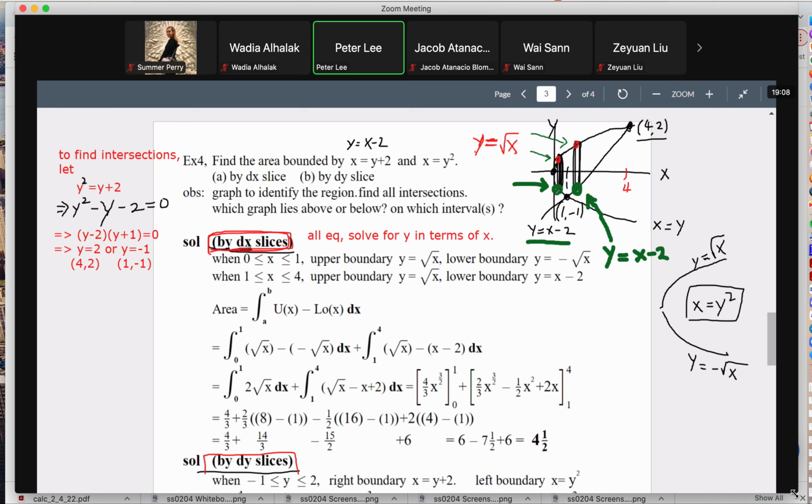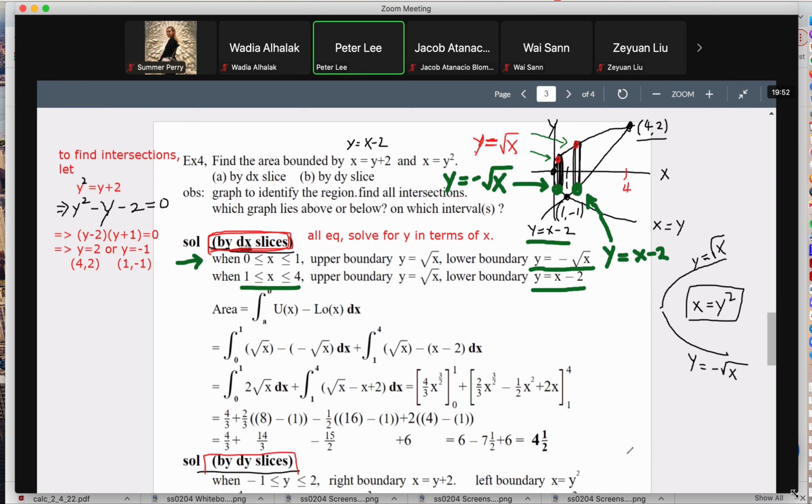Now what is this point right here, the green dot on the left side? When x is between 0 and 1, this is y equals minus square root of x. Does everybody follow here? So what happens is, at x equals 1, it divides. Let me write this down. When x is between 0 and 1, the lower boundary curve is y equals minus square root of x. But when x is between 1 and 4, the lower boundary is y equals x minus 2. There's an equation change.